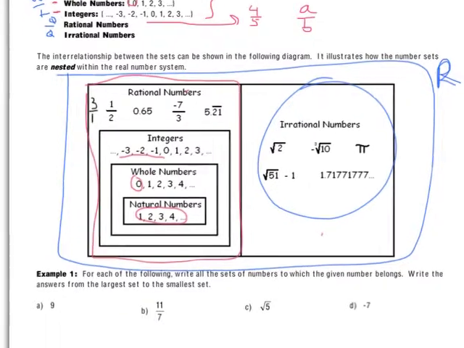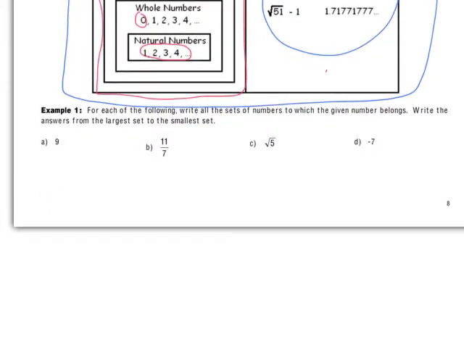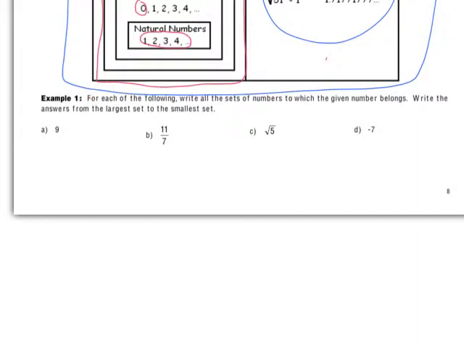Okay, let's see what we have down here. For each of the following, write all the sets of numbers to which the given number belongs. Write the answer from the largest set to the smallest set. So right from the start, I'm just going to put an R next to all of these because I know they all belong to the real number set. Okay? And then I'm going to go from there. Now I ask myself, is the number rational or irrational? Well, for A over here, 9 is rational. So that again is a Q.